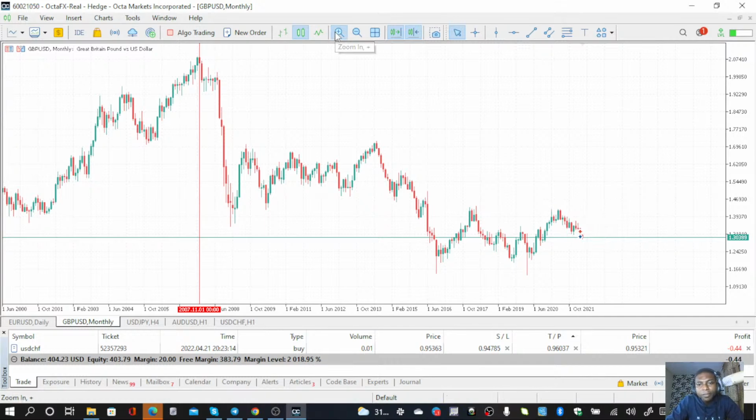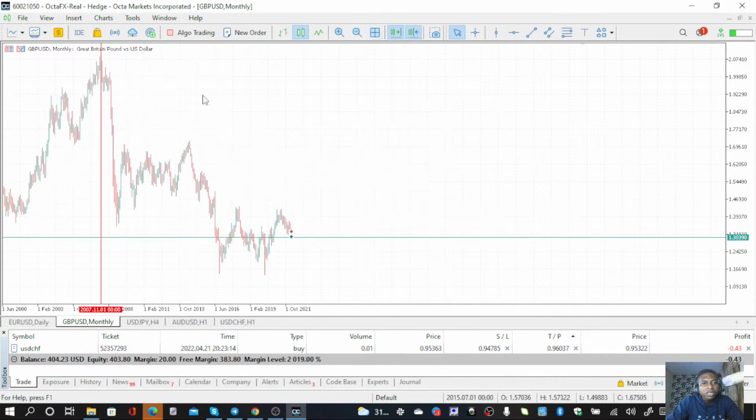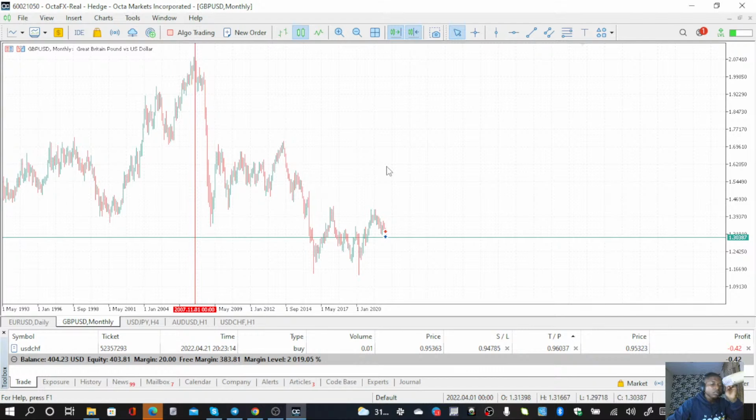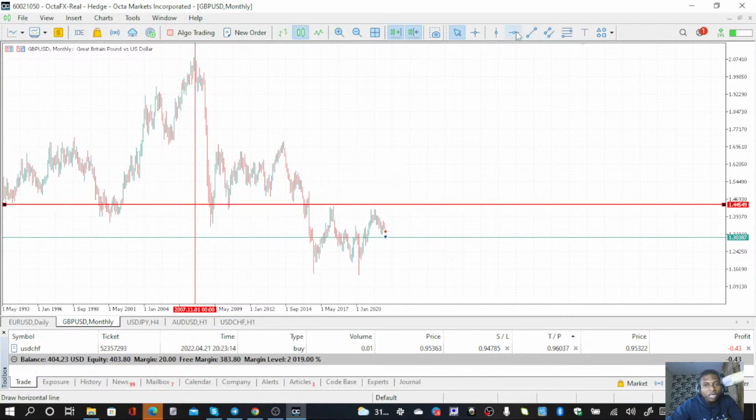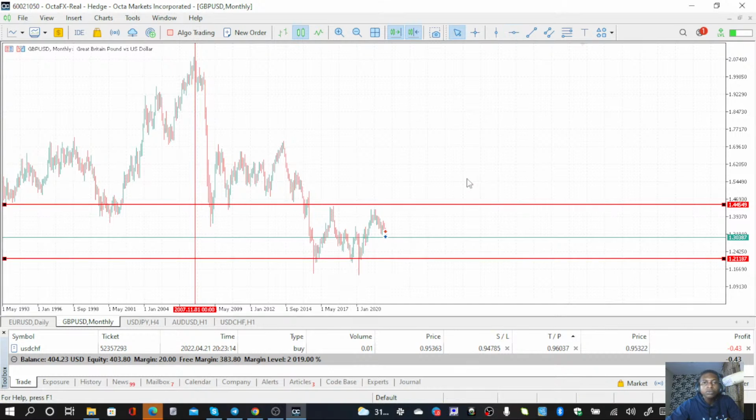All right, so if you look so closely, the first thing you want to ask yourself is, what is the market structure? Is the market in a bullish momentum, or is the market in a bearish momentum? So you want to map out your support and resistance level as well. Of course, we can see that the market has been in a bearish momentum for a while.